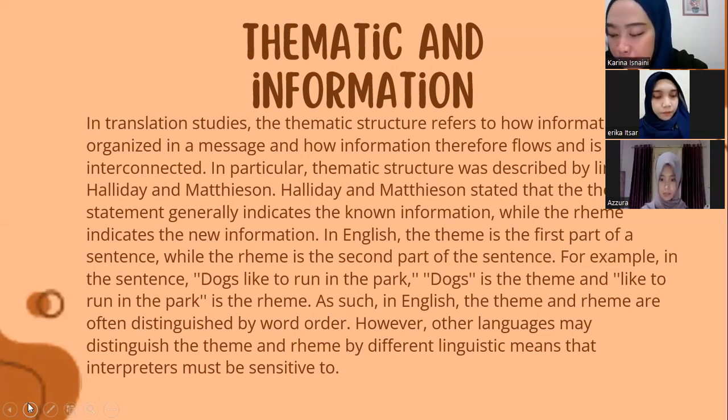For example, in the sentence, dogs like to run in the park, dogs is the theme, and like to run in the park is the rheme. As such, in English, the theme and the rheme are often distinguished by word order. However, other languages may distinguish the theme and the rheme by different linguistic means that interpreters must be sensitive to. Next slide, please.